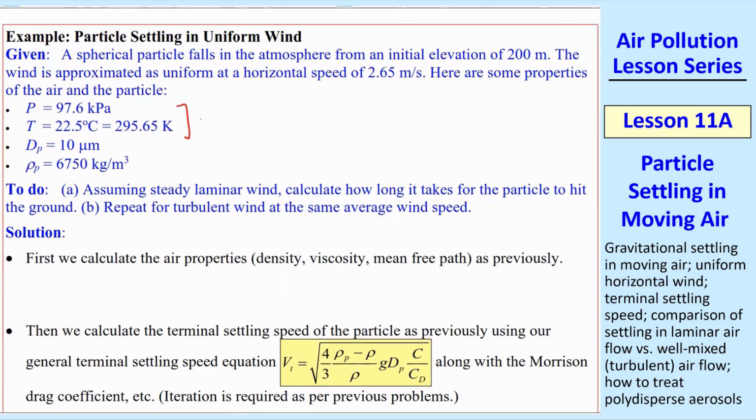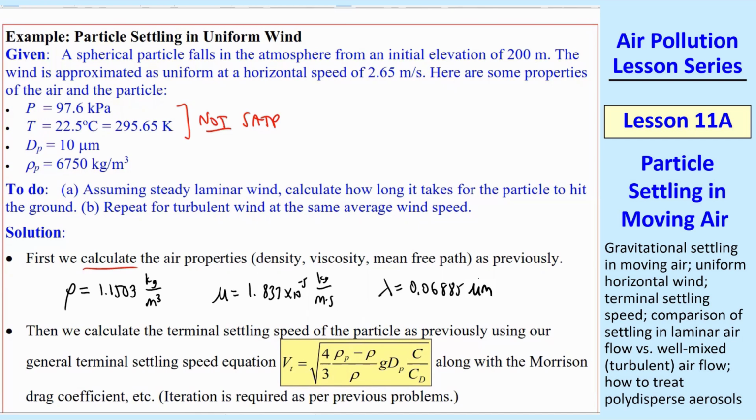Well, first of all, we notice that this is not SATP, so we have to calculate the air properties. You know how to do this. Make sure you can get these numbers from previous lessons, and I gave you all those equations. I get rho is 1.1503 kilograms per meter cubed. Mu is 1.837 times 10 to the minus 5 kilograms per meter second. And mean free path lambda is 0.06885 micrometers. I'll put here in red, make sure you can duplicate my results.